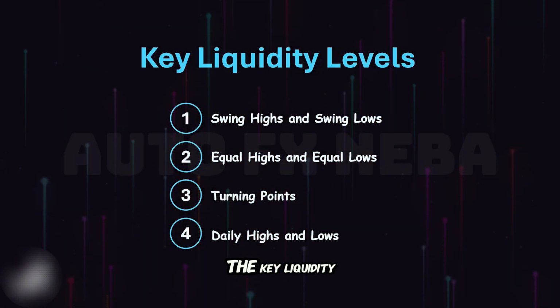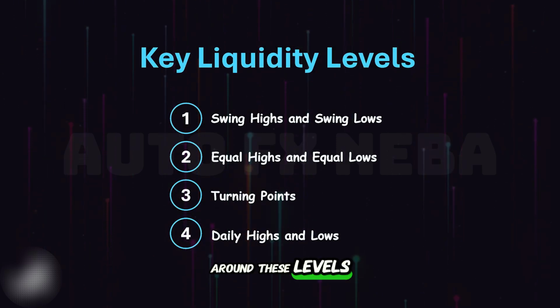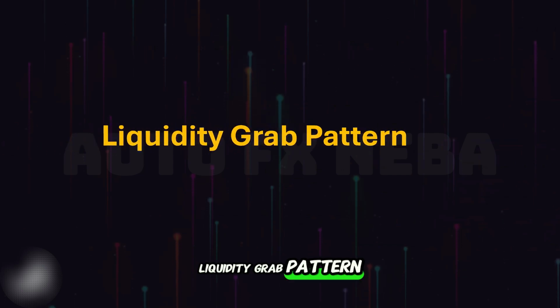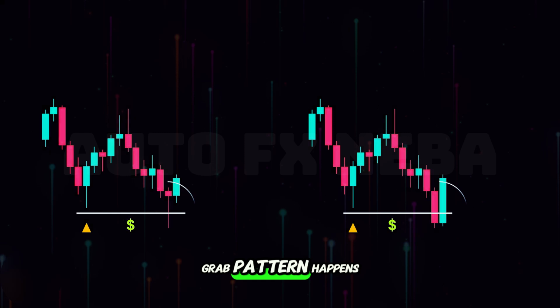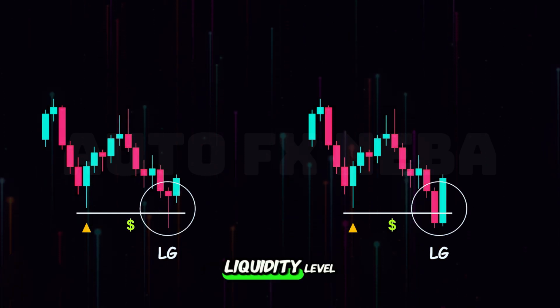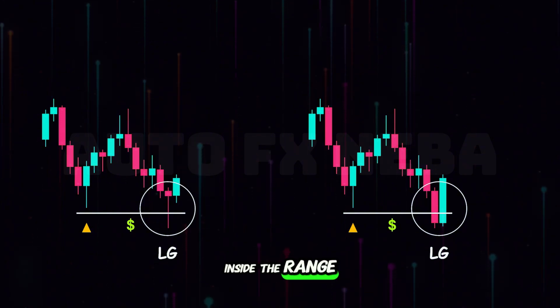Now that we have talked about the key liquidity levels, it's time to understand what happens around these levels and how the liquidity grab pattern works. A bullish liquidity grab pattern happens when the price wicks below a liquidity level or even closes below it, but then quickly returns inside the range.